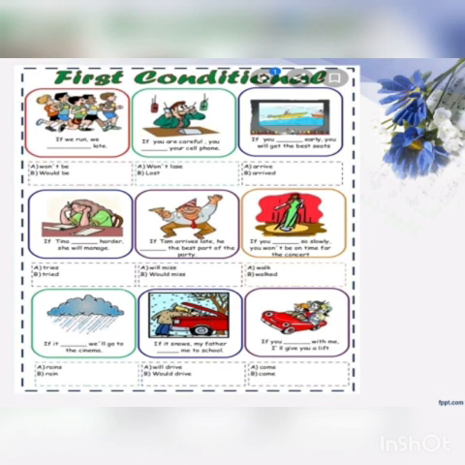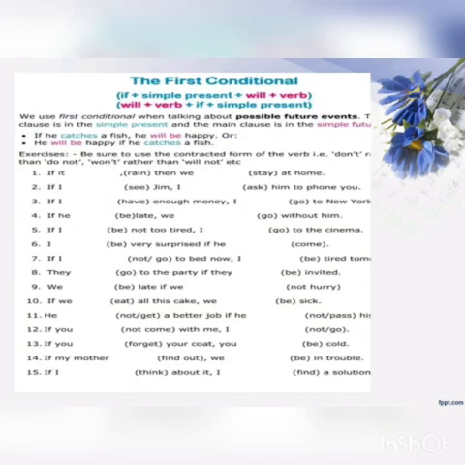I want you to do some exercises. Task 1. Rewrite this exercise in your copybooks. Please look at these pictures and find the right answer. Children, if you can't see clearly, you can find it on Google. The second task. Here you can choose 4 or 5 sentences which you have to write in the first conditional.